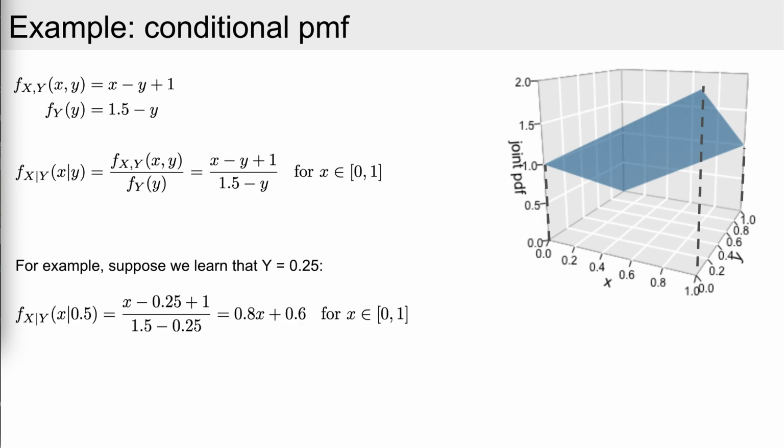For example, if we learn that y equals 0.25, then the conditional PDF of x is obtained by plugging in y equals 0.25. After simplifying this equation, we're left with 0.8x plus 0.6 for x from 0 to 1. Again, it's important to notice here that once we plug in a specific constant y, our conditional PDF of x depends only on x.